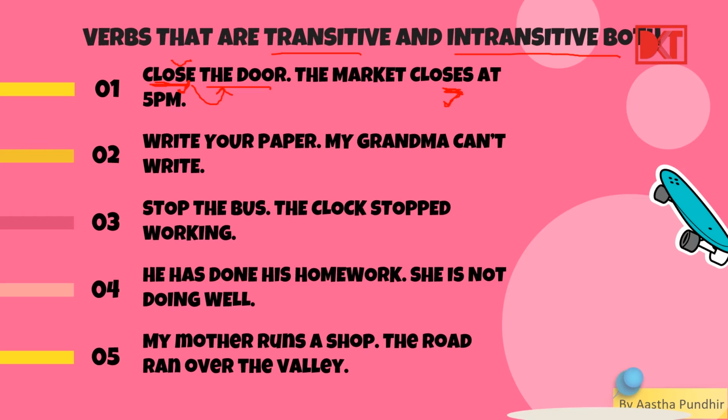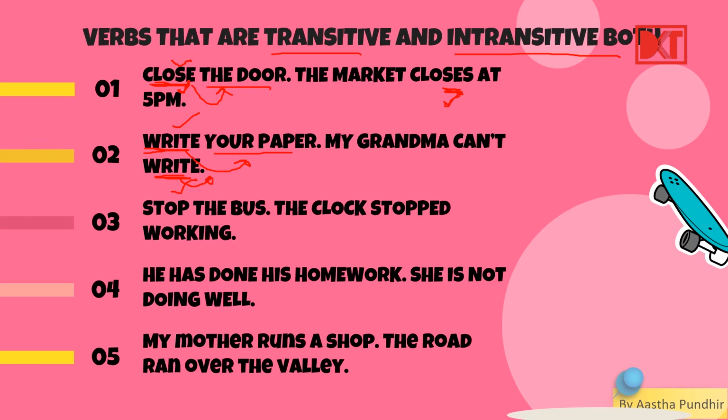Let's see another example. Write your paper. Write what? Write your paper. So here the verb write requires the object, your paper, to complete its meaning. It's a transitive verb here. Then in the next sentence, my grandma can't write. Here, write again, but this does not require any object to complete its meaning. So, intransitive verb.